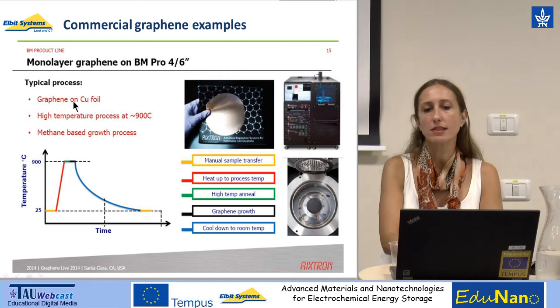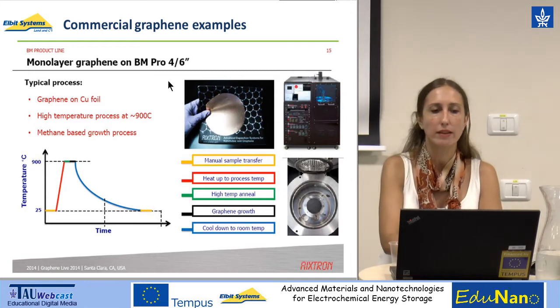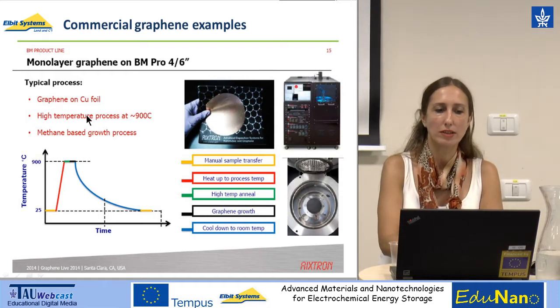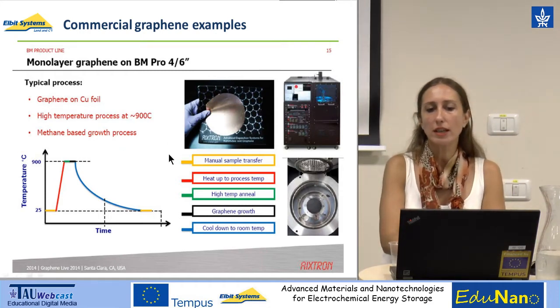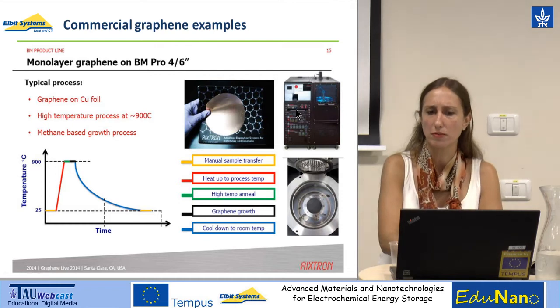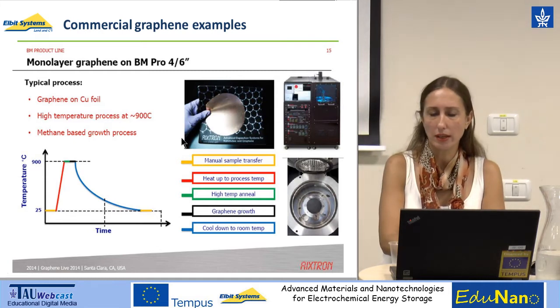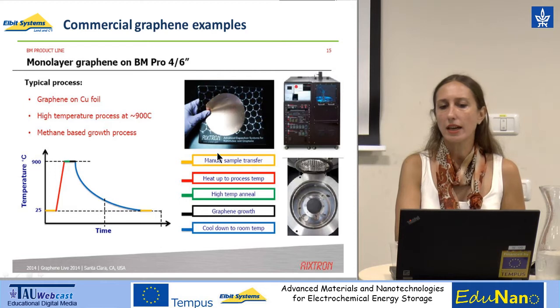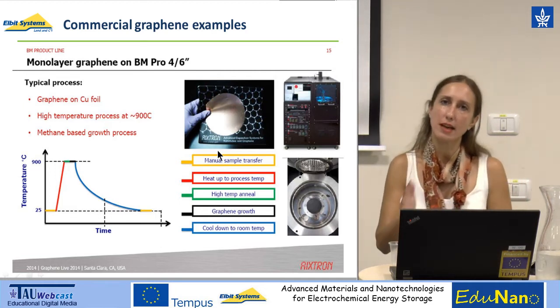So the typical process is to produce graphene on a copper foil, usually via CVD method. We are talking about a very high temperature process that occurs at 900 centigrades, and it's a methane-based growth process. So it's a usual CVD methane-based growth process. Actually, what you can obtain from this apparatus and from this way of producing, you can have a large square area of graphene sheets. You can transfer them manually from one substrate to another.